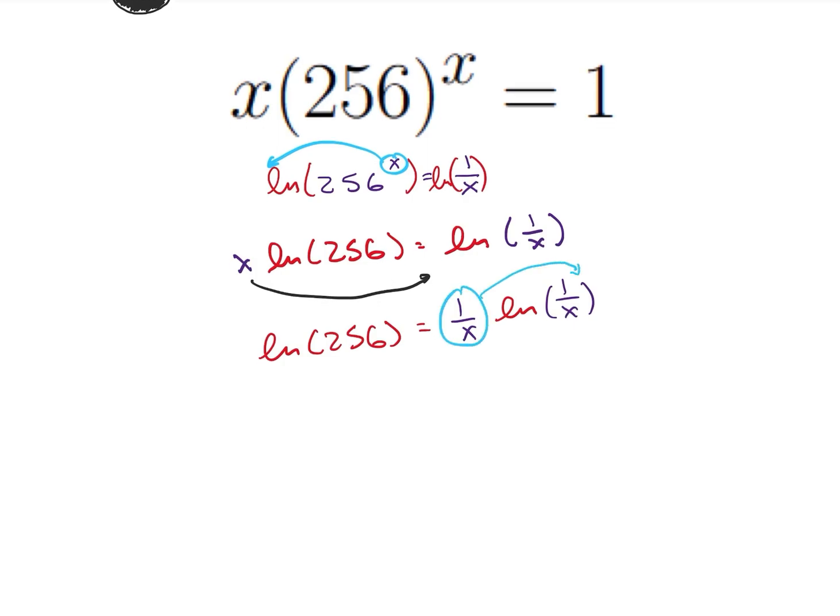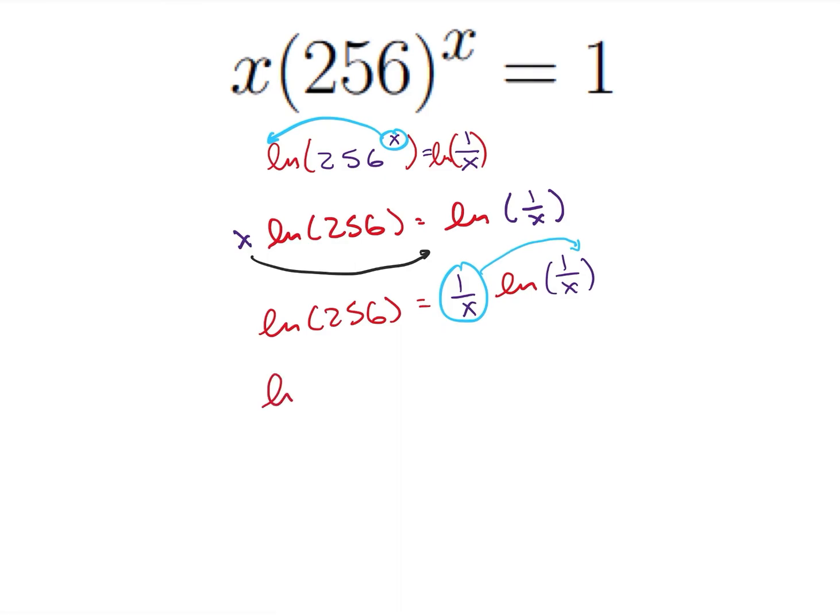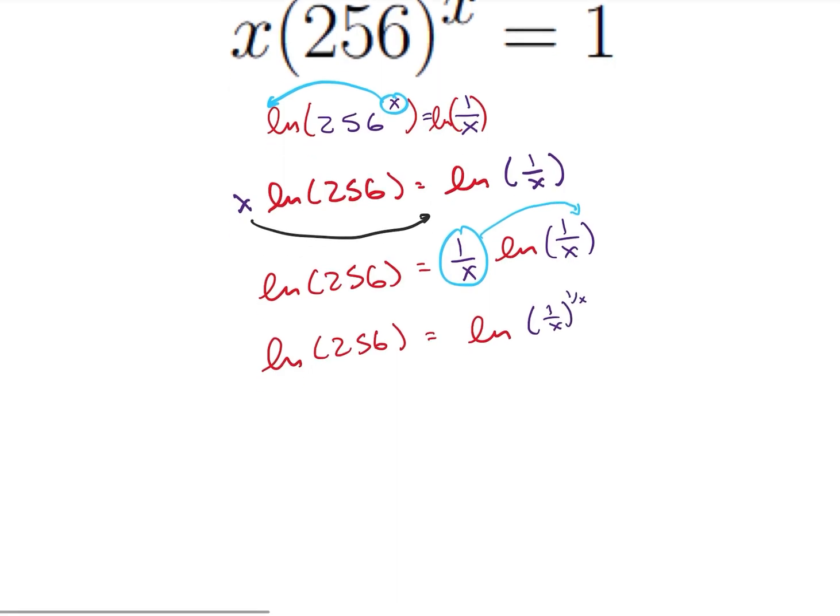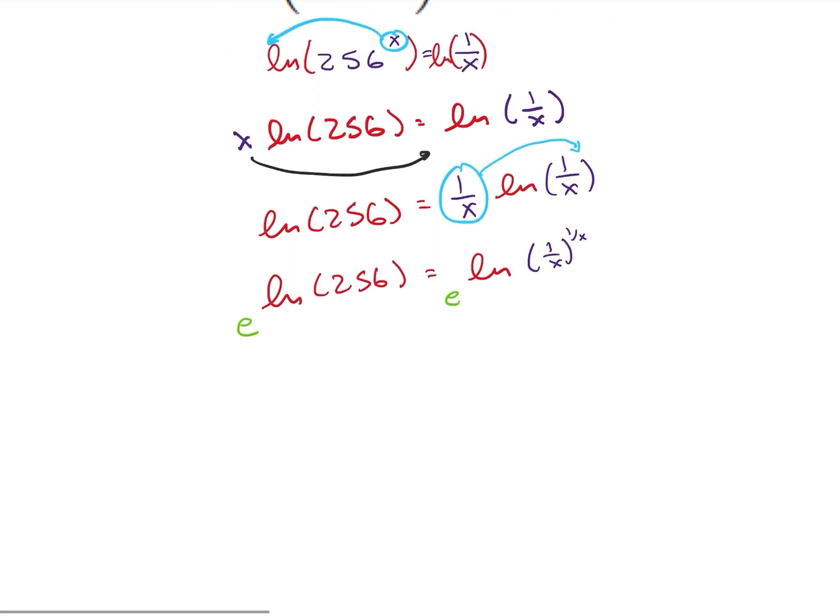Now I have the natural log of 256 is equal to the natural log of 1 over x raised to the 1 over x power. So I'm going to take e raised to both of these, and that's going to get rid of my natural logs. Now I'm back to 256 on the left, and on the right I have 1 over x raised to the 1 over x power.